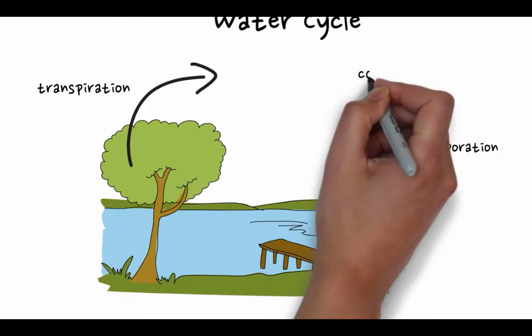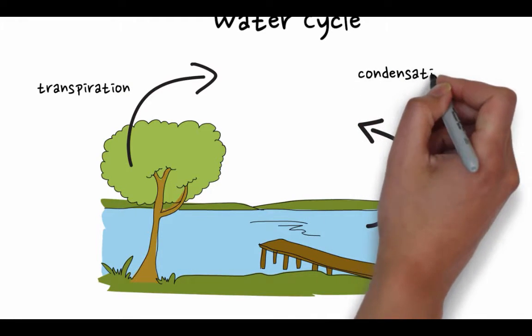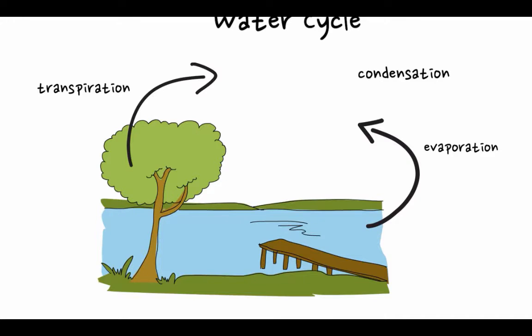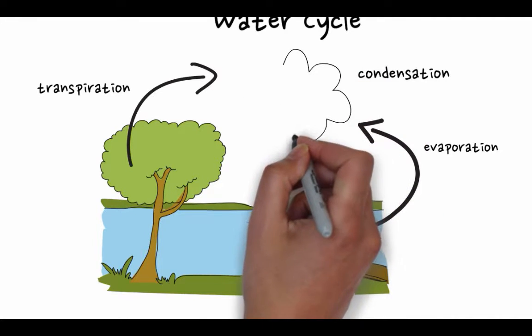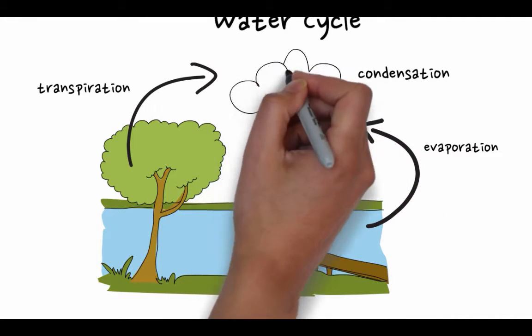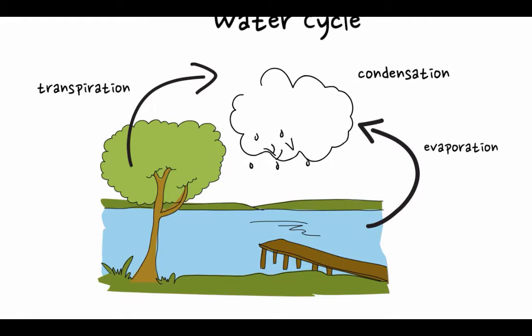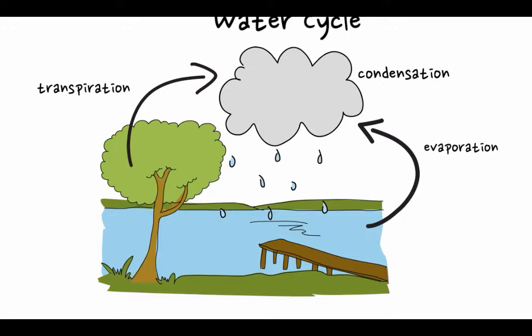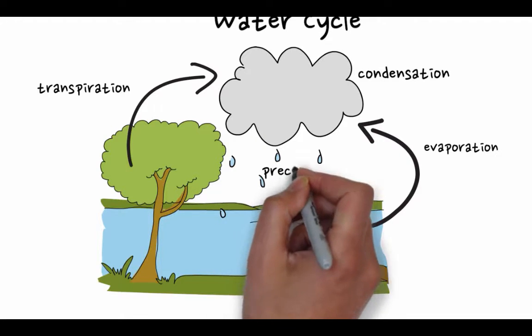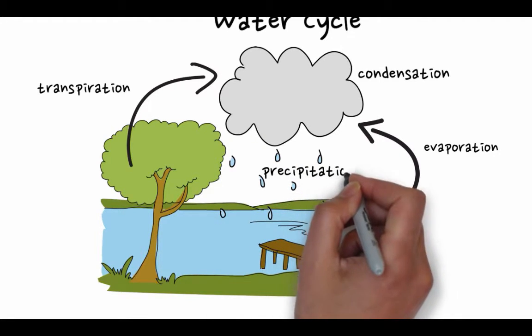Water vapor is condensed into clouds, and liquid water is returned to the soil through the process of precipitation. Surface water and groundwater can then move back to bodies of water, completing the cycle.